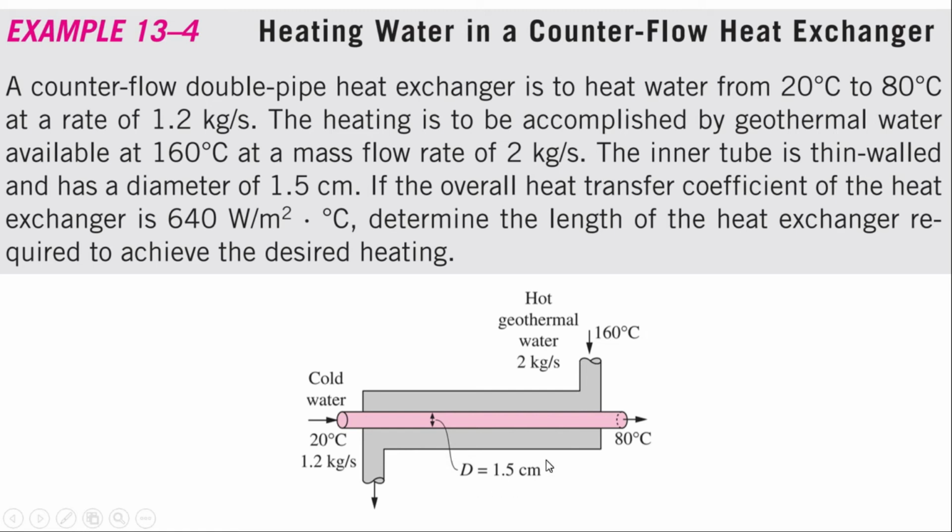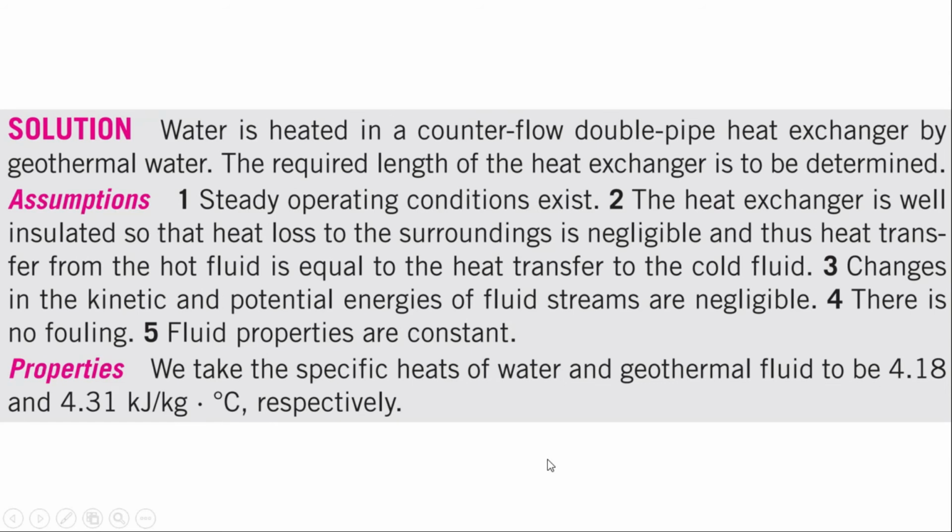Let me go to the solution. The water is heated in the counterflow double pipe heat exchanger by the geothermal water. The required length of the heat exchanger is to be determined. We take some assumptions. Number one, steady operating conditions exist. Number two, the heat exchanger is well insulated, so the heat loss to the surrounding is negligible, and the heat transfer from the hot fluid is equal to the heat transfer to the cold fluid.